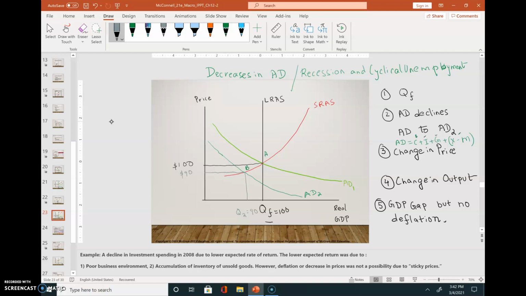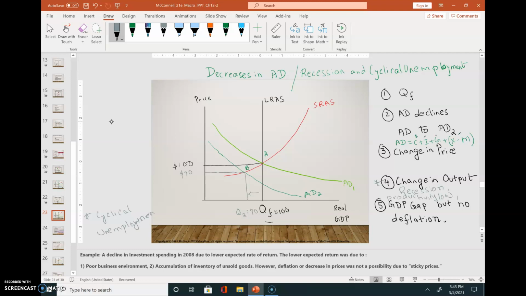Now, some things are going on here. Even if we are in a recession, we might not have a deflation. As you can see here, the output is going down. Output goes down means we are in a recession. If we are in a recession, productivity will be low, and this will be accompanied by cyclical unemployment.